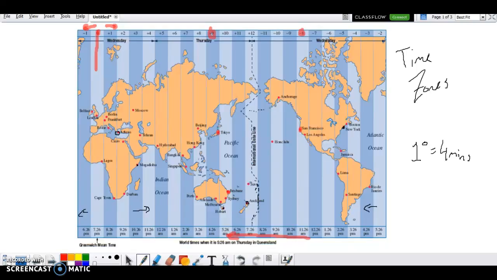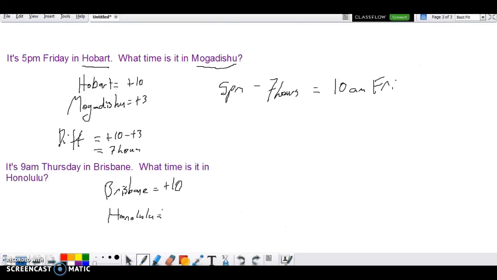But let's have a look. Brisbane, plus 10. Honolulu is up here in minus 10, okay? So let's go minus 10. Okay, so the difference is going to be plus 10, take away minus 10, which is two takeaways, so a positive. So 10 plus 10 is 20 hours difference.